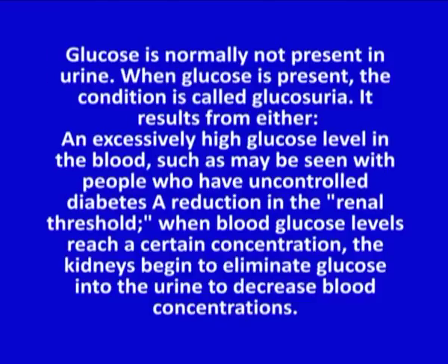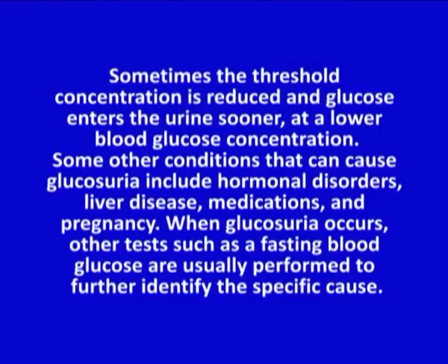When glucose is present, the condition is called glucosuria. It results from either an excessively high glucose level in the blood, such as may be seen with people who have uncontrolled diabetes, or a reduction in the renal threshold. When blood glucose levels reach a certain concentration, the kidneys begin to eliminate glucose into the urine to decrease blood concentrations. Sometimes the threshold concentration is reduced and glucose enters the urine sooner, at a lower blood glucose concentration.